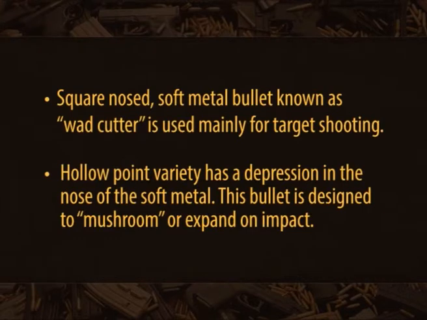However, there are some variations. A square-nosed soft metal bullet known as wad cutter is used mainly for target shooting. Hollow point variety has a depression in the nose of the soft metal. This bullet is designed to mushroom or expand on impact. The bullets are covered with a jacket to overcome shedding of lead.